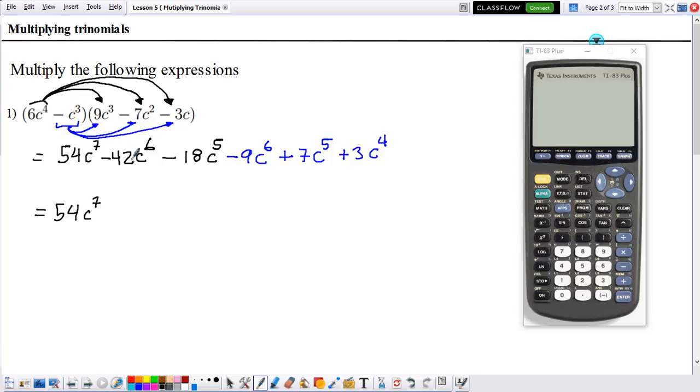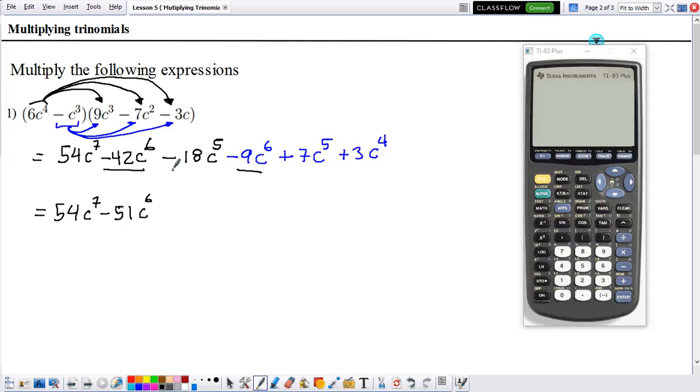So now we have 42c to the 6. Notice that here we have two terms that have c to the 6. So now we need to combine the coefficients. So negative 42 minus negative 9, that's equal to negative 51, c to the 6. Excellent.